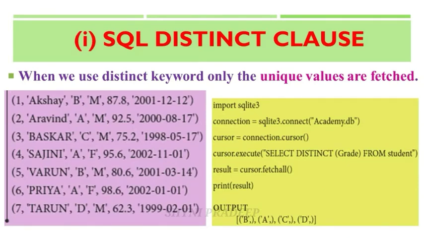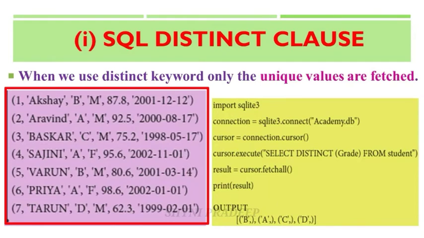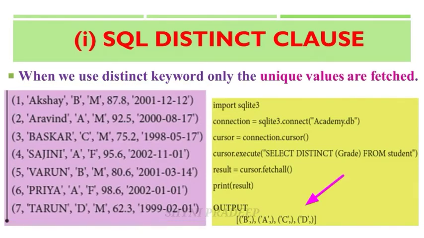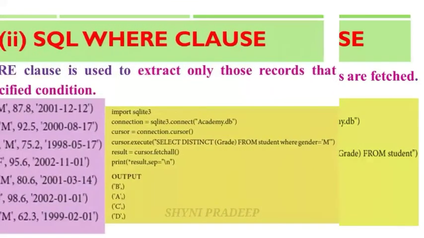You can see here, in the original table, there are actually 7 records and some have duplicate values. So, without using the DISTINCT keyword, these 7 records will be displayed instead of these 4 grades. Okay. Next, SQL WHERE clause.